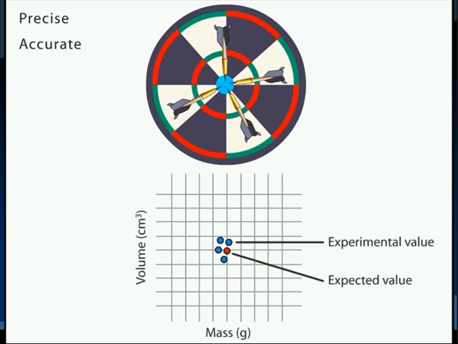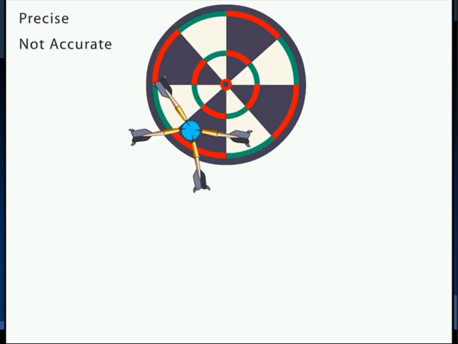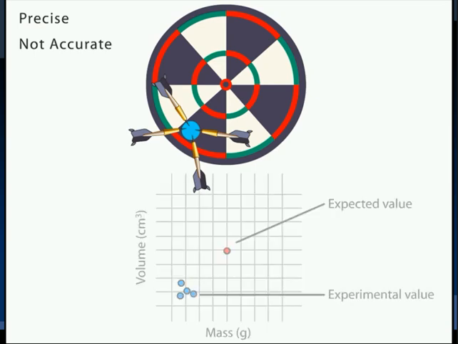This graph shows the results of an experiment that was repeated 4 times. Each time the mass and volume of the product were measured. We see that these results are both precise and accurate. They are clustered and very close to the expected value. This set of throws shows that the dart thrower is precise but not accurate. The darts are grouped very close together, but they have missed the bullseye.